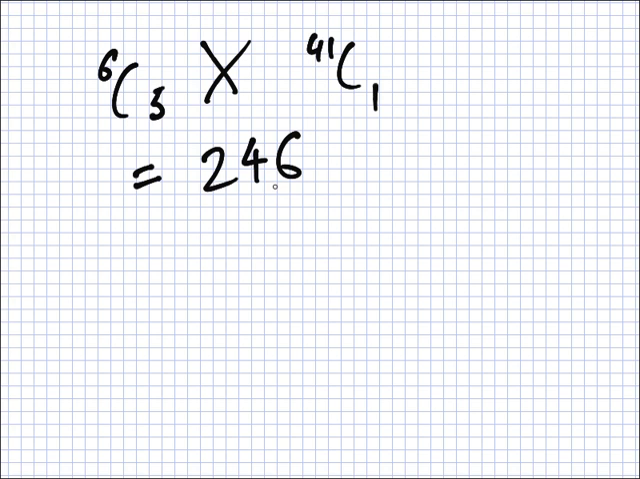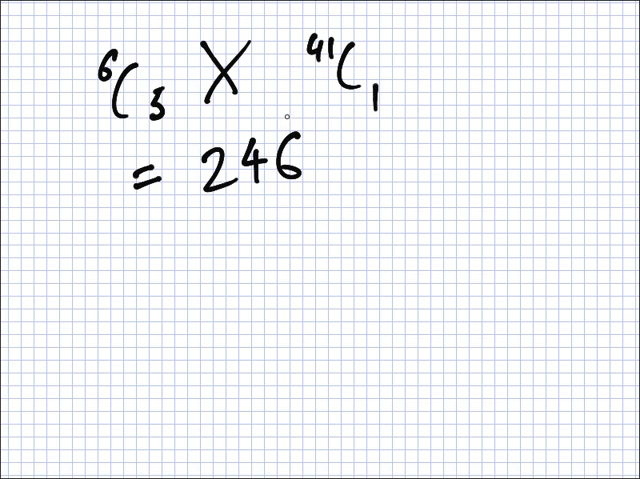Can I do the opposite, 2 and 5 and 6, 1? No, it has to be this way. You're choosing 5 from the winning 6 and 1 from the losing 41.